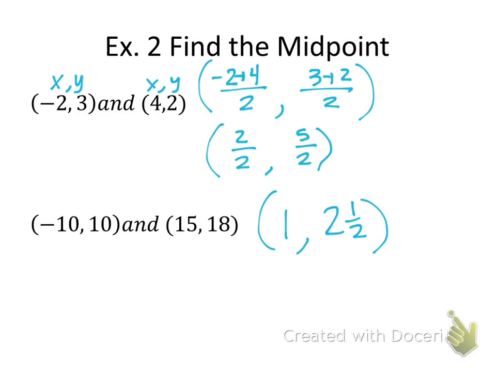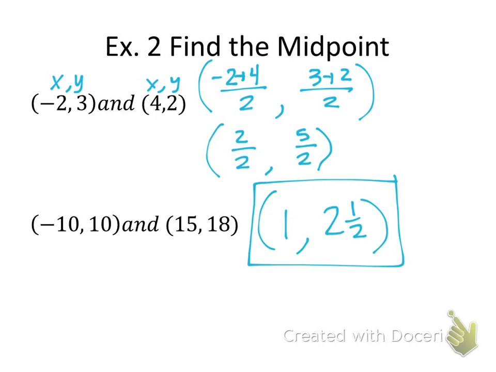Okay, you can keep it as 5 over 2, but I always feel like it's much easier, since this is an ordered pair, a point on a graph, it's much easier to find a mixed number on the graph than it is to find an improper fraction. All right, so the midpoint between the point negative 2, 3 and 4, 2 would be 1 and 2.5. All right, let's do the last one.